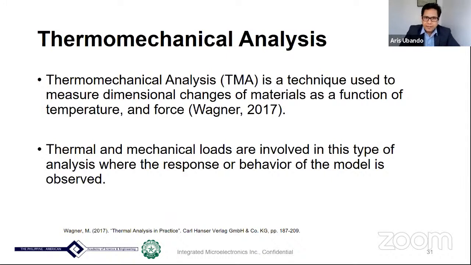We applied a thermomechanical analysis, which is a technique used to measure dimensional changes of a material as a function of temperature and force. Thermal and mechanical loads are involved in this type of analysis, where the response or behavior of the model is observed.